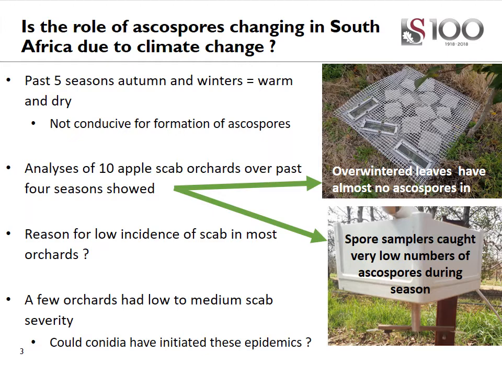Also, very low numbers of ascospores were caught on spore samplers during the seasons. The low ascospore presence could be the reason for the low apple scab incidence in most orchards during the last 5 years. However, there were a few orchards that had low to medium scab severity. So a second question arose, could conidia have initiated these epidemics?